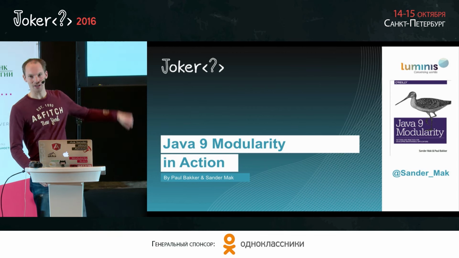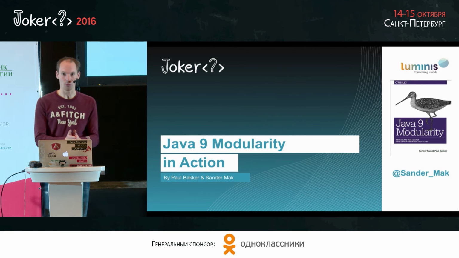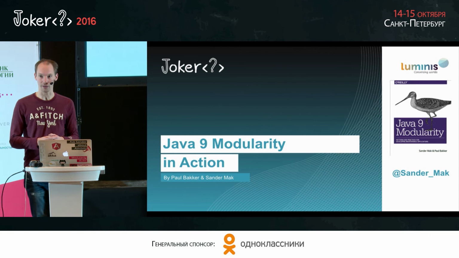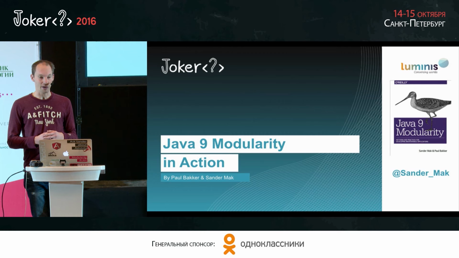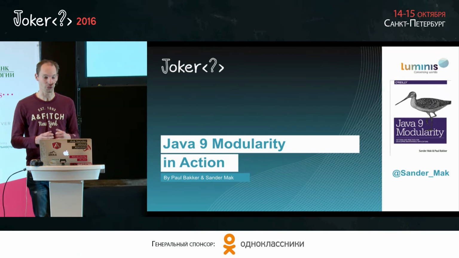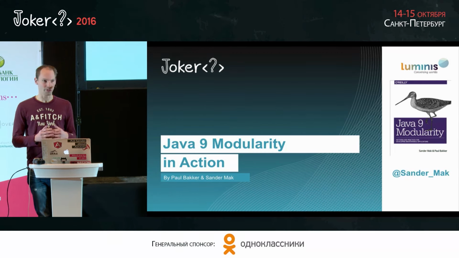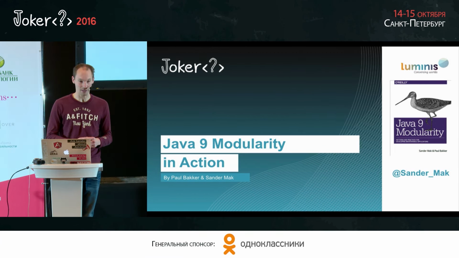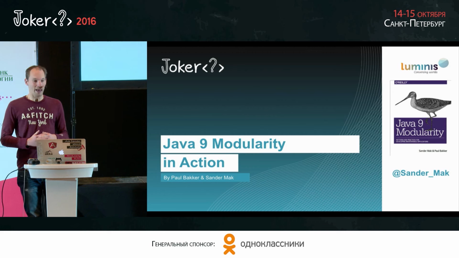As you can see, there's a second name up here on the slide. It's Paul Bakker. He's my co-worker at Luminous Technologies. And we are actually together currently writing a book for O'Reilly on the new Java module system. He couldn't make it here, so I'll try to entertain you all by myself. I think we'll be OK.